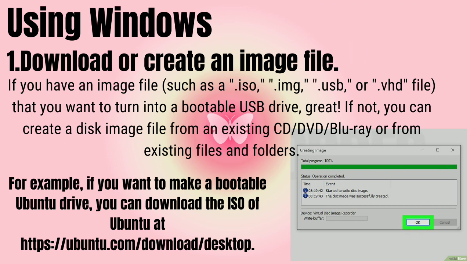Using Windows, 1. Download or create an image file. If you have an image file such as an ISO, IMG, USB, or VHD file that you want to turn into a bootable USB drive, great. If not, you can create a disk image file from an existing CD, DVD, Blu-ray, or from existing files and folders.